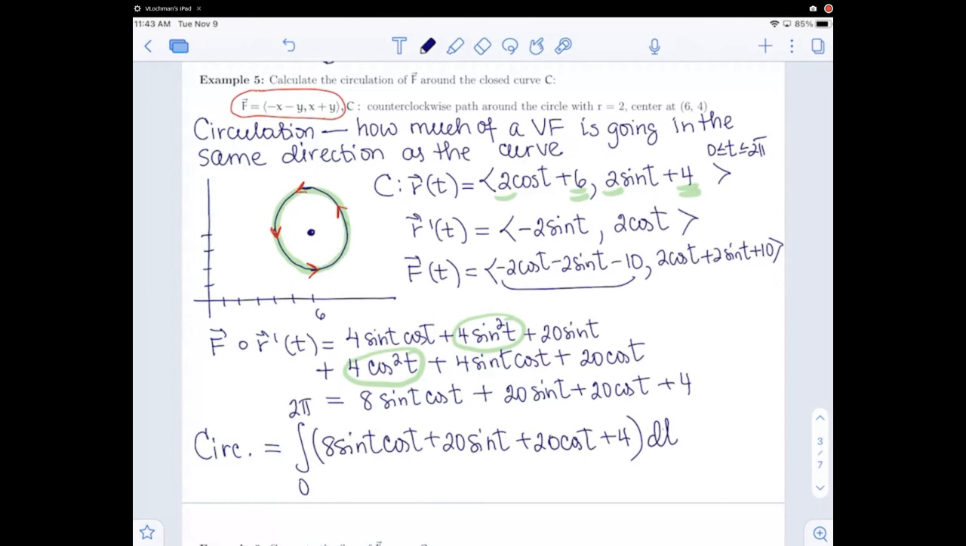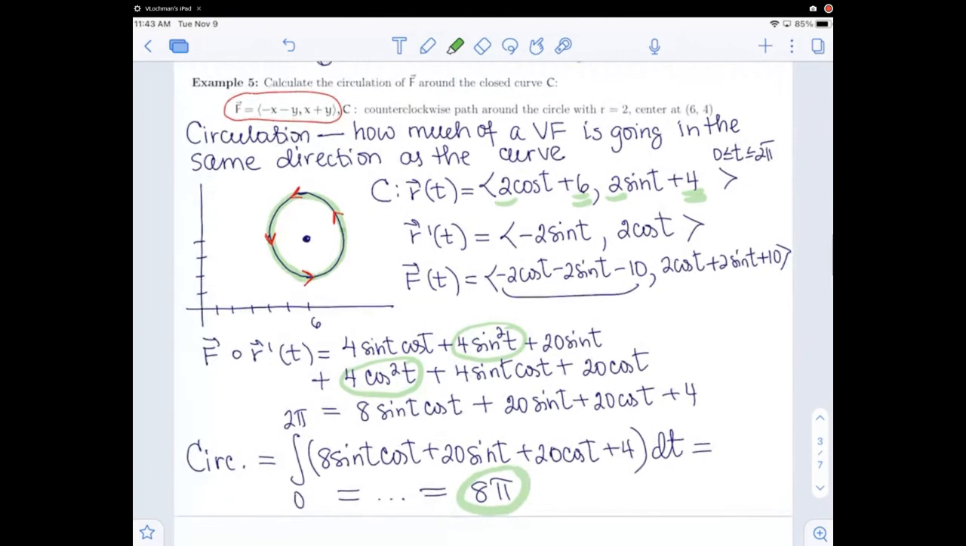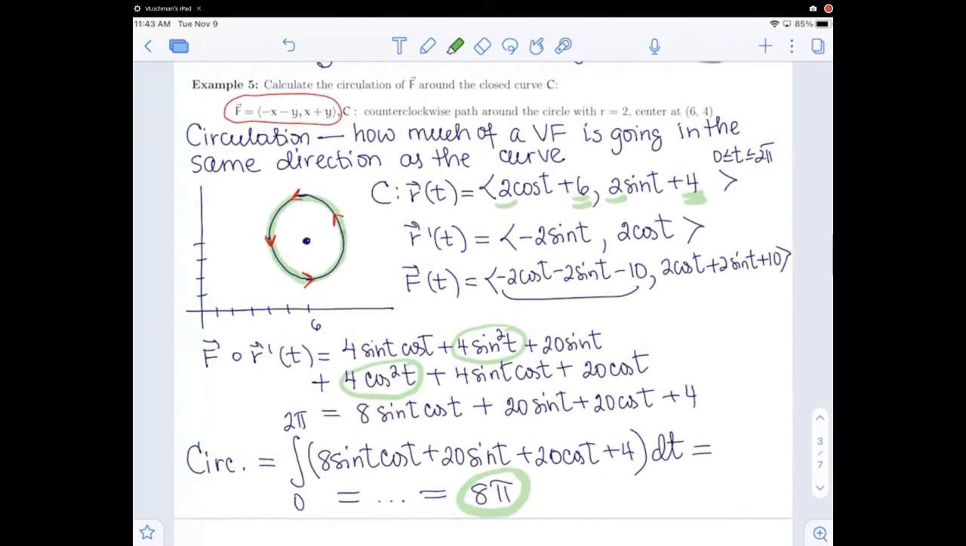You can apply the power rule here. The answer is very nice. Again, I'm going to let you fill in the details here. The answer is going to be 8 pi. All right, so a lot of the vector field, where it's a positive value, is going in the same direction as that curve.